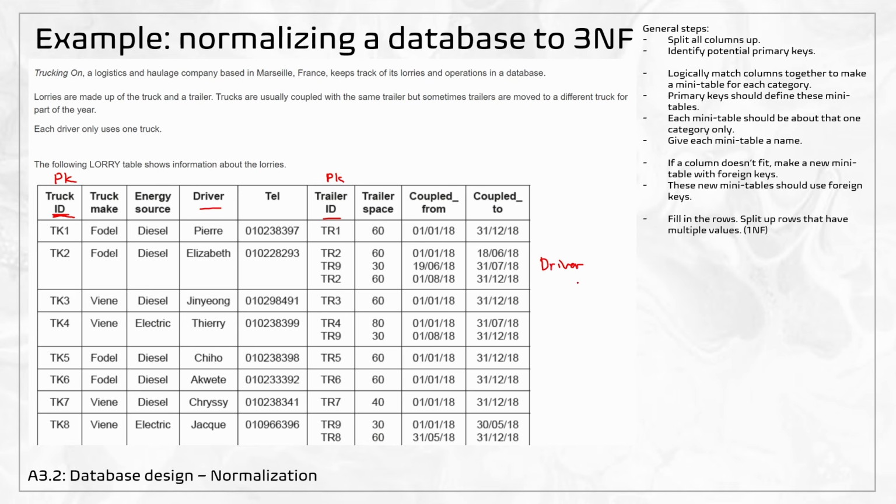So we have the driver, of course. Well, that's kind of obvious. And we have the telephone number. And because we didn't define any of these to be a primary key, let's just write driver ID right here. And that's going to be one of our tables.